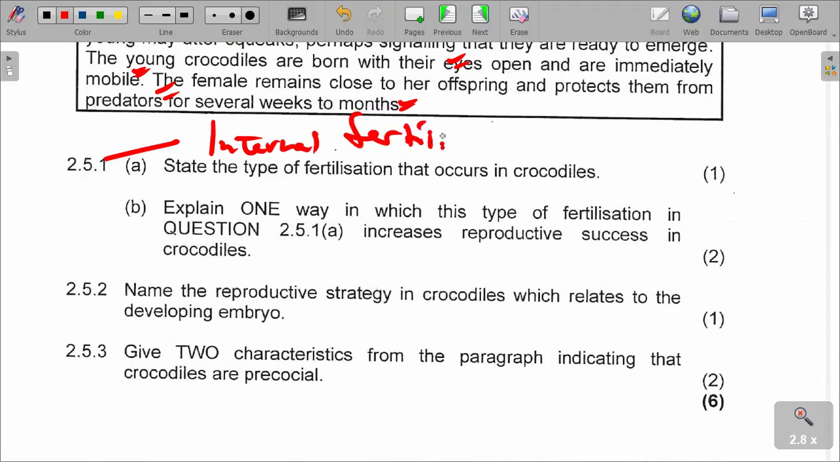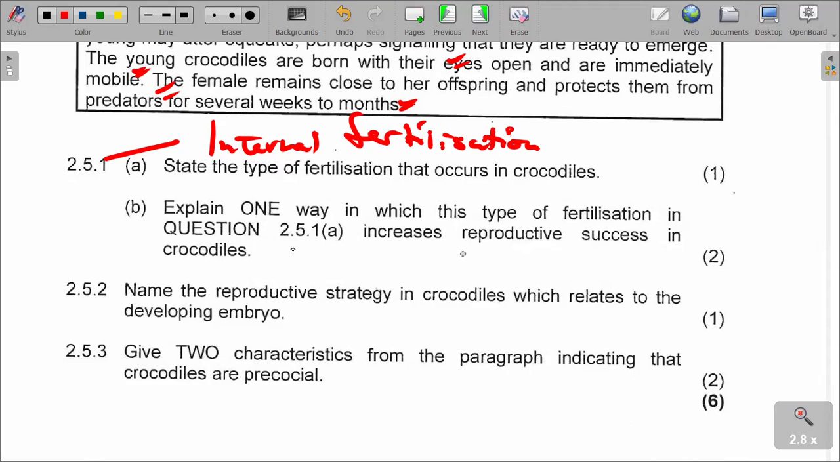Internal fertilization. Internal fertilization is occurring because fertilization is taking place inside the female's body. And then, state one way in which this type of fertilization increases reproductive success.